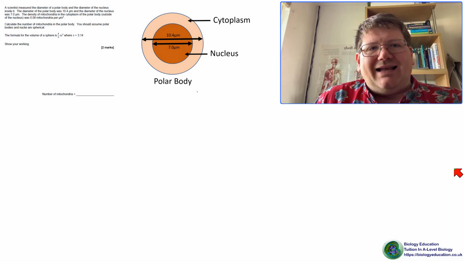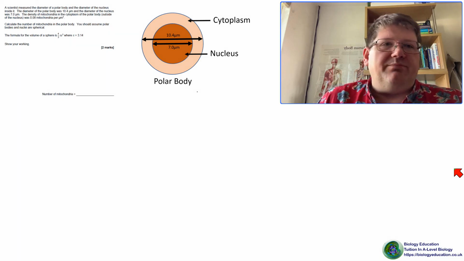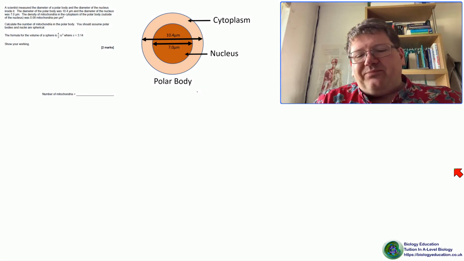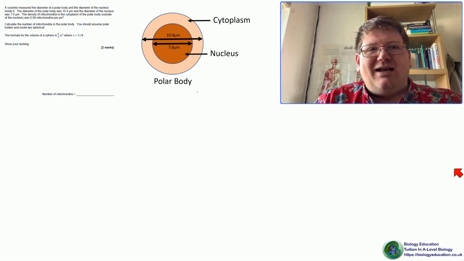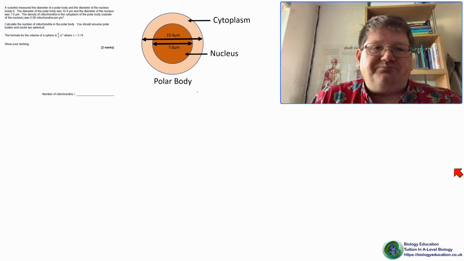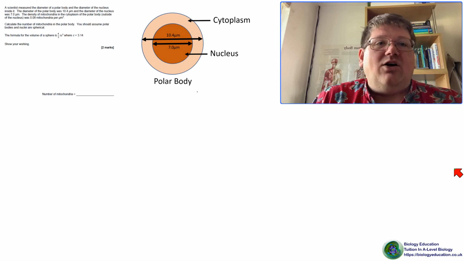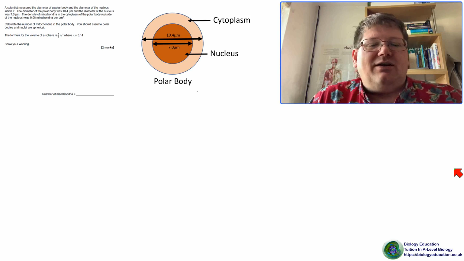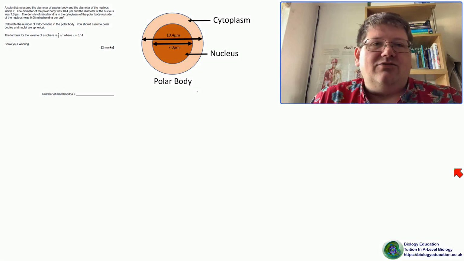It's a question from the OCR board, quite unusual. They're asking you to calculate the number of mitochondria that are present in the cytoplasm of a structure called a polar body. What they give you to do this calculation are three values: the diameter of the polar body itself, the diameter of the nucleus which is within the polar body, and lastly, the density of mitochondria within the cytoplasm.